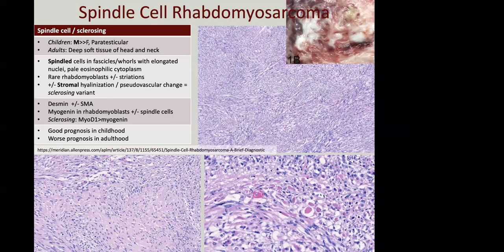In kids, we're dealing with paratesticular region. In adults, deep soft tissue, head and neck usually. Here's the gross appearance, kind of whirly, almost like a leiomyoma.